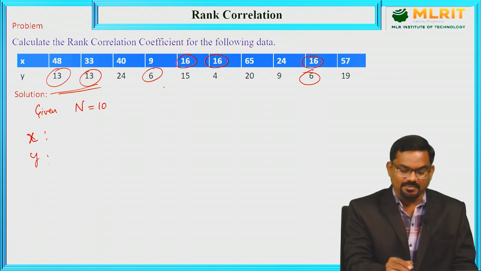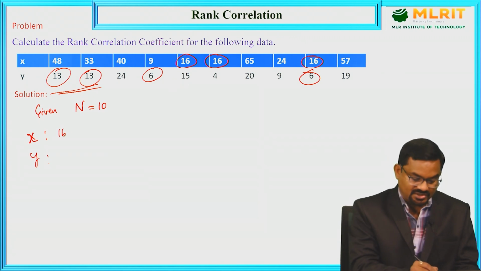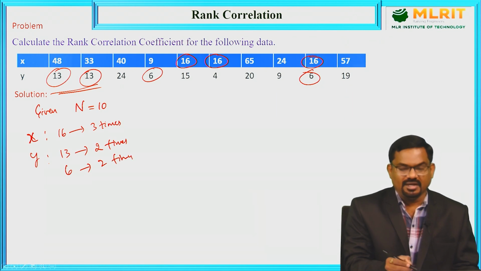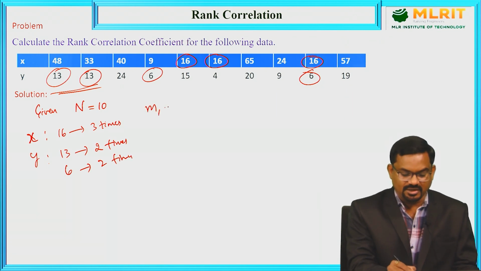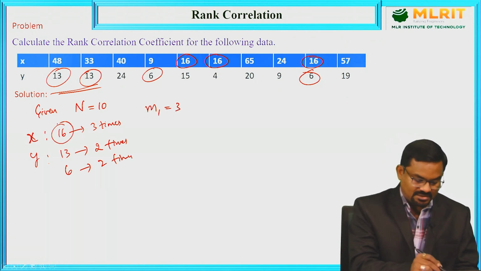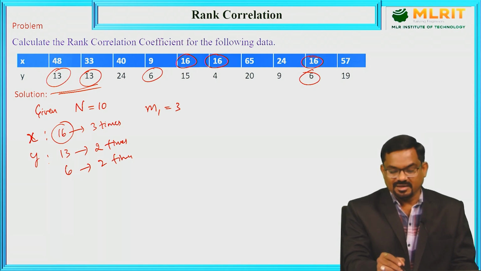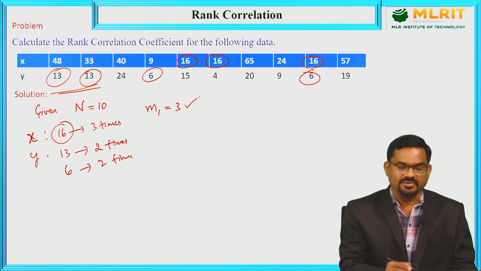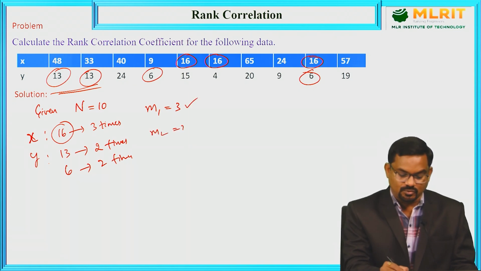So 13 is repeated 2 times, 6 is repeated 2 times. The value 16 is repeated 3 times. In the y values, 13 is repeated twice and 6 is also. So in that formula, we have to consider m1 equal to 3, because 16 is a repeated value and we assign a common rank to that repeated value. That rank will be repeated 3 times. Similarly, m2 is 2, m3 is 2.